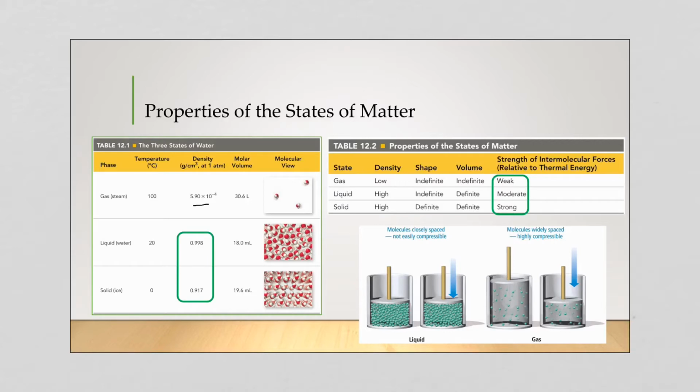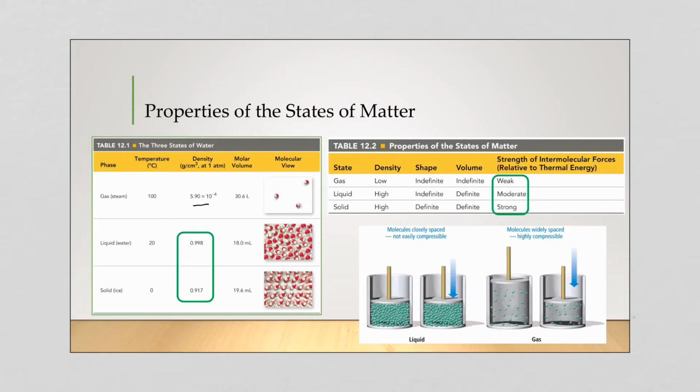And we can see this in how much movement those phases are allowed, right? Liquids are allowed to move more. That's where their indefinite shape comes from. So those intermolecular forces are not quite as strong. In a solid, where essentially those molecules are locked into place, those intermolecular forces are even stronger.